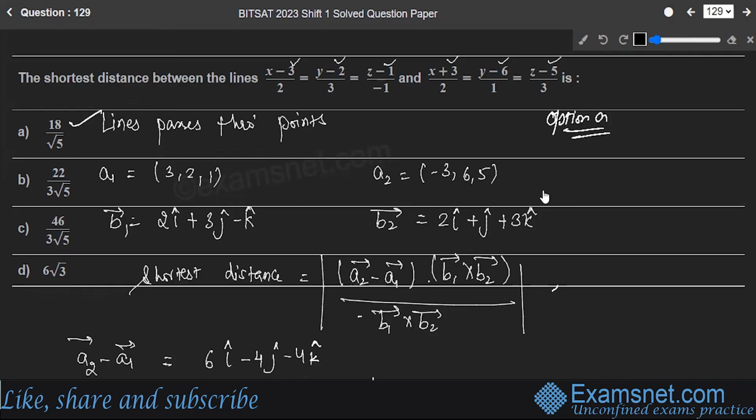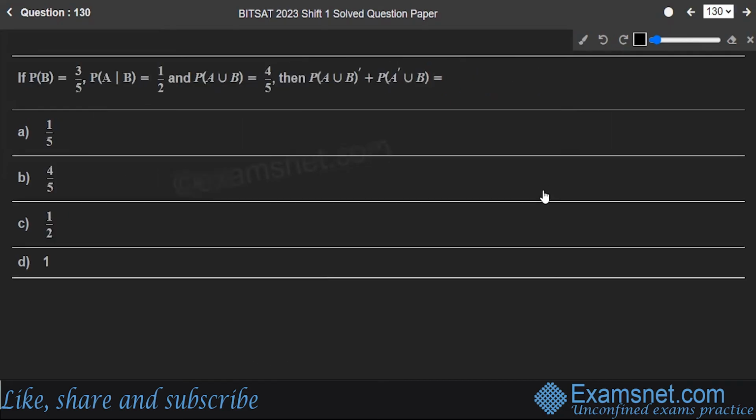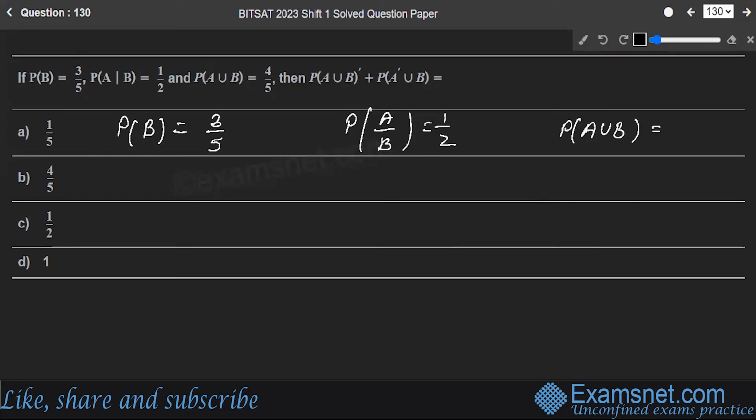Hope you understood this. Let's move to the last question of this paper, question number 130. It says if the probability of event B to happen is this and probability A upon B is this, probability A union B is this, then what is the probability A union B complement plus probability A complement union B? Okay, let's write now. You have probability B is 3 by 5 and probability A upon B is 1 by 2. Also, A union B is 4 by 5.